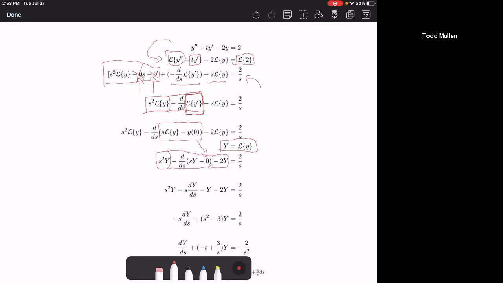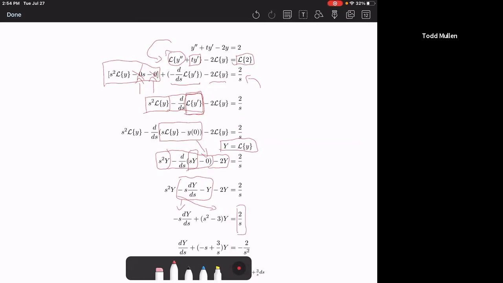Now calculating this derivative is actually a product rule because s and Y are both themselves functions. So the negative derivative of sY is this statement. Negative s times the derivative of Y minus the derivative of s, which is 1, times Y. Now we'll group like terms. So we move the derivative over here and we take all the Y terms and we move them over here, keeping just 2 over s on the right.